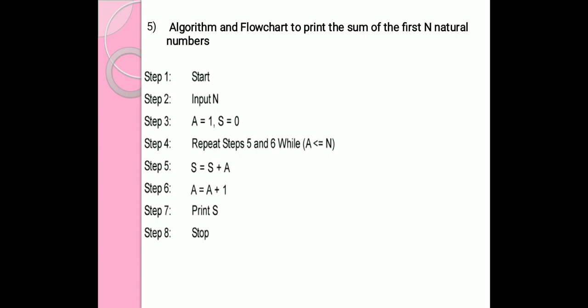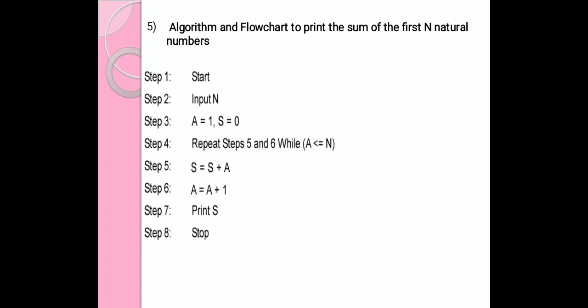Repeat steps 5 and 6 while a is less than or equal to n. Here n is the limit. Suppose we want to print the sum of first 10 numbers, then n equal to 10. For the first 100 numbers, n equal to 100, and n is the limit. Then s equal to s plus a, a equal to a plus 1, print s, stop.